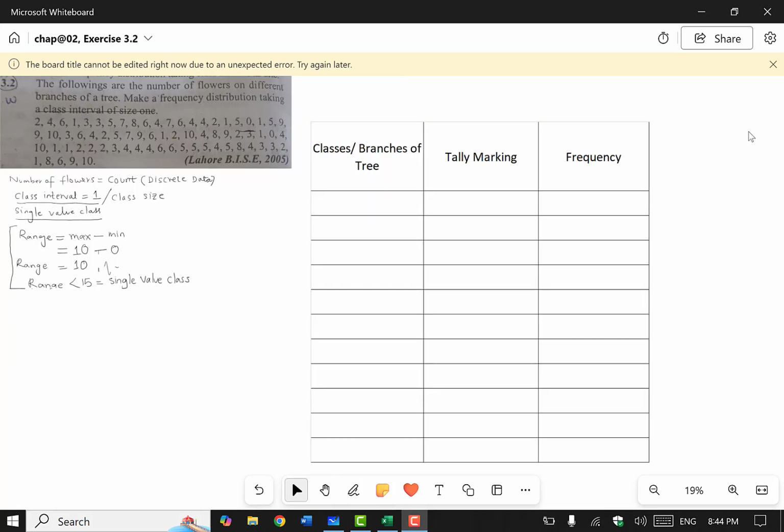Now the next and final step is to make a frequency distribution table. We will make 3 columns. The first column is classes, which are the groups. Then we will do tally marking and we will come up with the frequency. And don't forget to give a title to this frequency distribution table, which is very important. The title is: number of flowers on different branches of a tree.